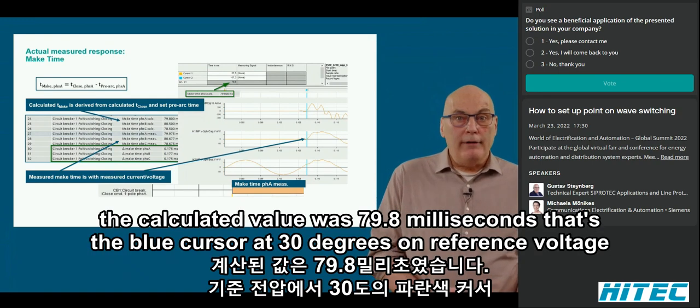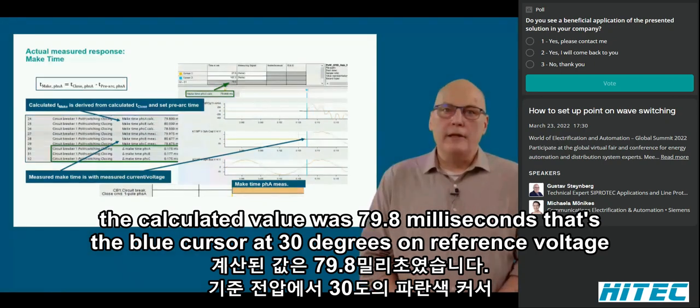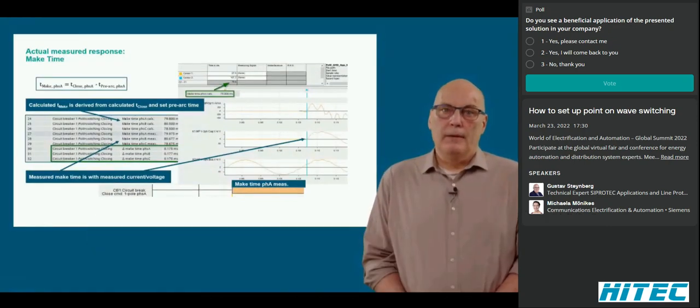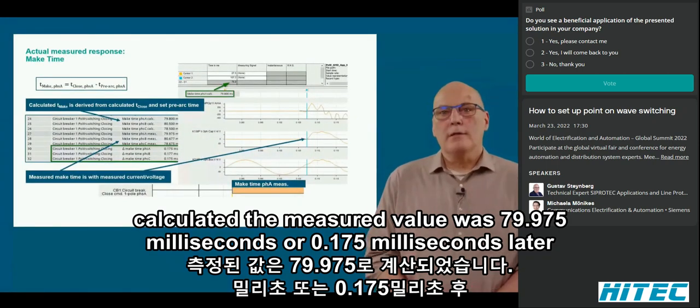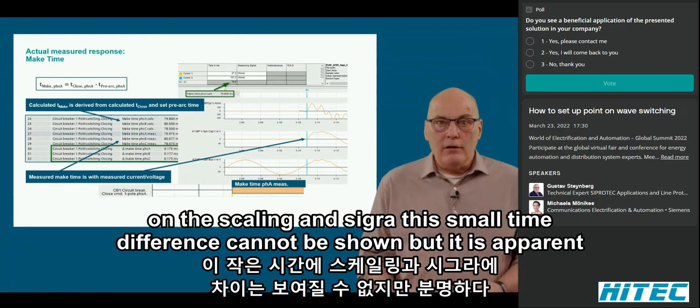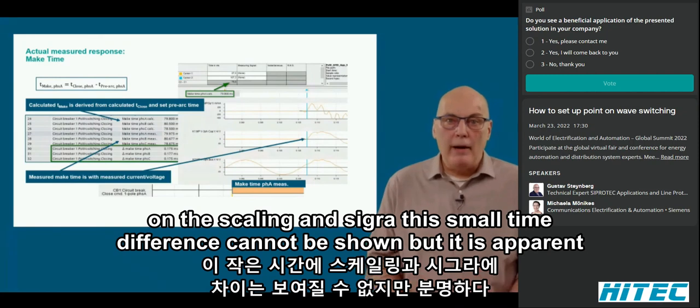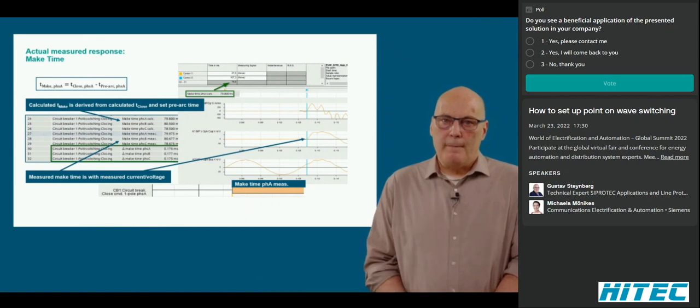The calculated value was 79.8 milliseconds. That's the blue cursor at 30 degrees on reference voltage. The measured value was 79.975 milliseconds, or 0.175 milliseconds later. On the scaling in SIGRA, this small time difference cannot be shown, but it is apparent that the function was close to perfect, only very small deviation.